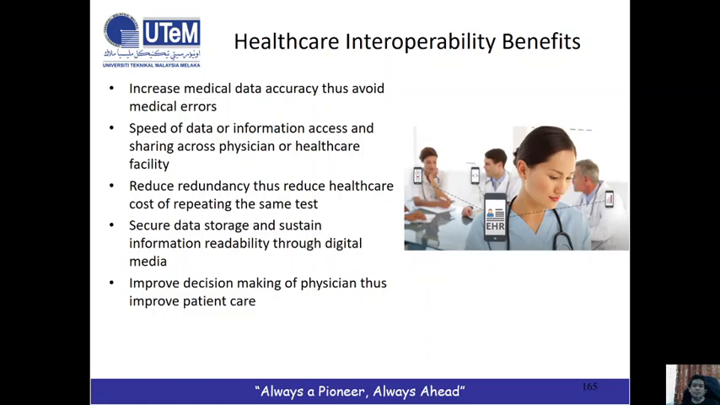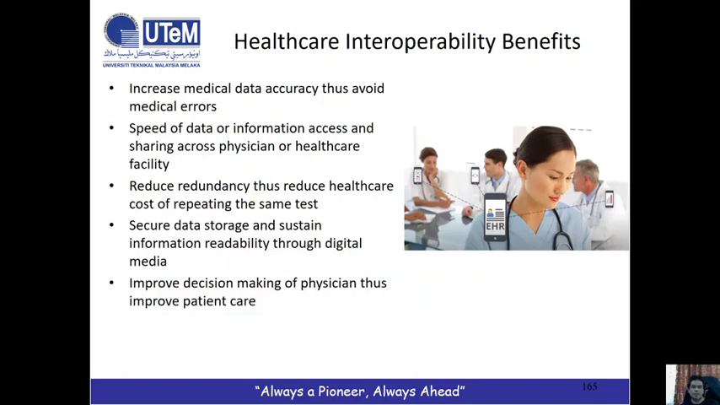So healthcare interoperability benefit, it speeds the data or information access compared to a manual system. When you go to the registration department, if the system is interoperable, you can link. The system can extract your information by typing my card ID or passport ID.